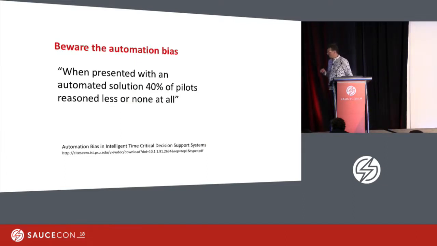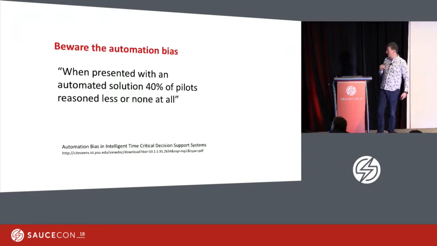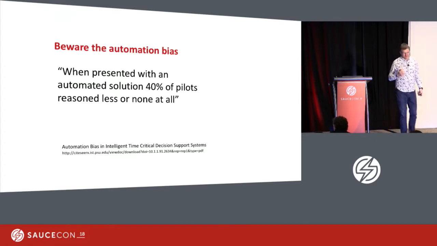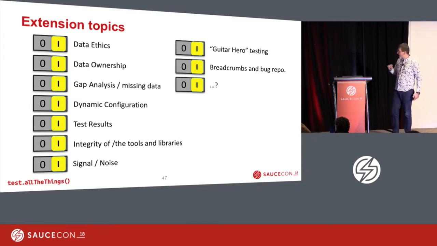Always be careful of the automation bias. This was a paper written about pilots and using automation to give them guidance. I haven't got much time to go through this, but do read the paper. It's only about 6 pages long. It's written by a chap called Cummings. And essentially, he noticed that humans over-trust automated answers. So the more we use automation, the more we look at green charts and all the rest of it, and test results, the more we're at risk.